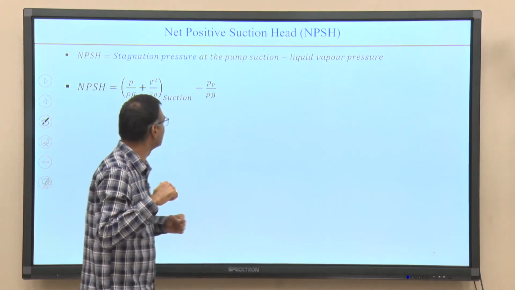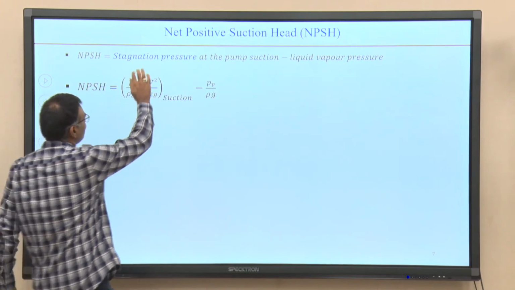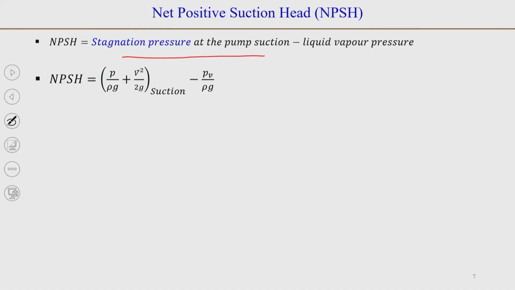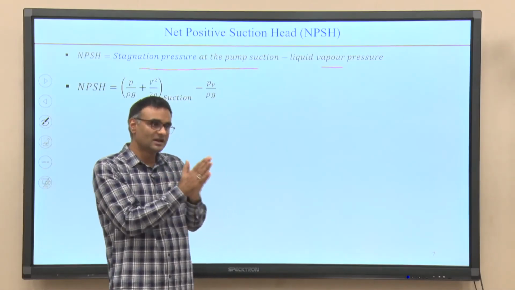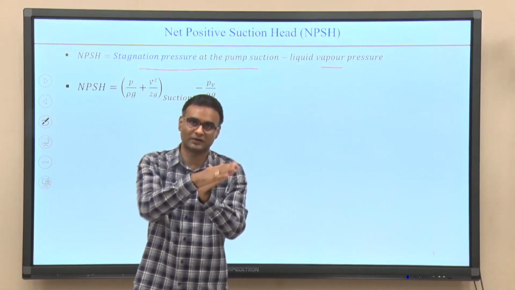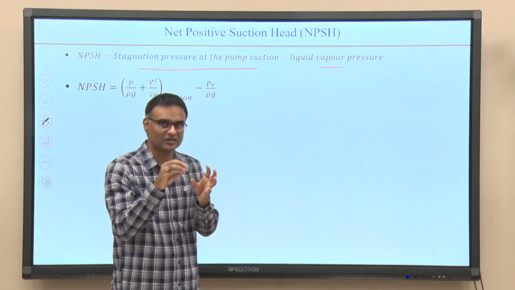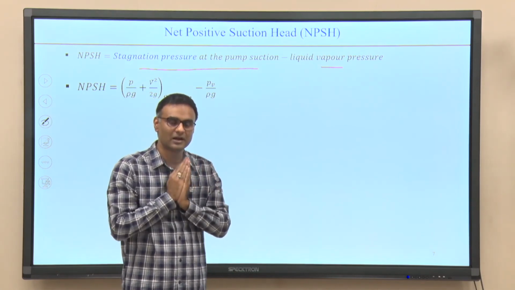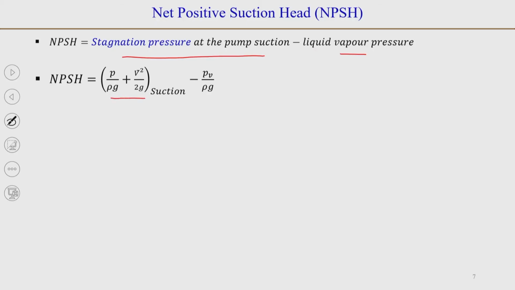So, how do we calculate that? NPSH, or net positive suction head, is basically the stagnation pressure at the pump suction minus the liquid vapor pressure. Stagnation pressure, if you remember, is when the fluid is brought to rest isentropically. That means the entire kinetic energy of the fluid is converted to pressure energy, when the fluid is brought to rest without any irreversible losses. Then we call that the stagnation pressure.